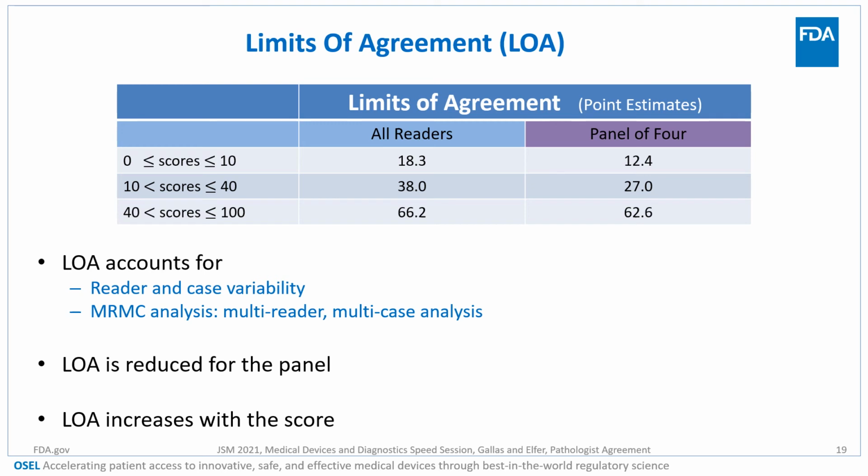Of course, it's interesting or nice to see that the variability decreases for the panel compared to all the readers. We did, after all, choose the individuals that had good agreement, so that's not a surprise. In terms of the levels of sTIL density, we see that the variability increases from low to medium to high. And we expected this trend given earlier observations.